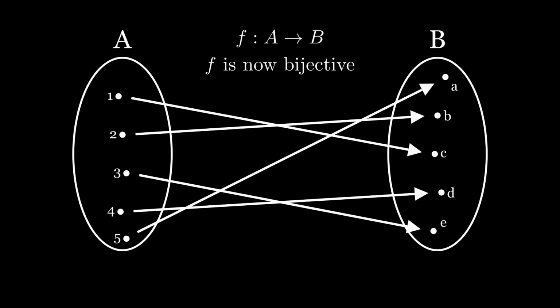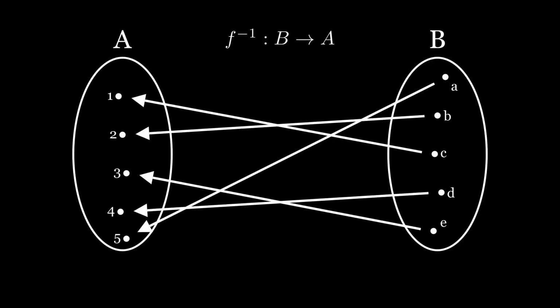And when we do, we get an inverse function that goes from b to a. And this is the notation that we use. And inverse functions are very useful, right? We're uniquely mapping all of a to all of b.